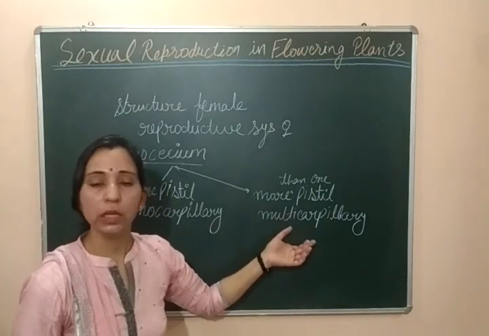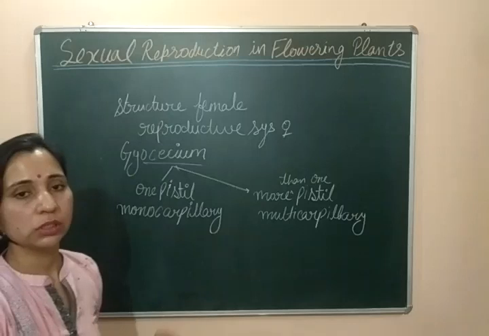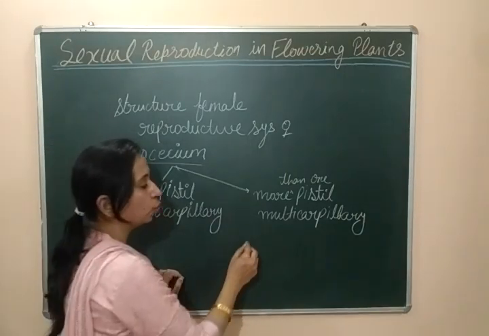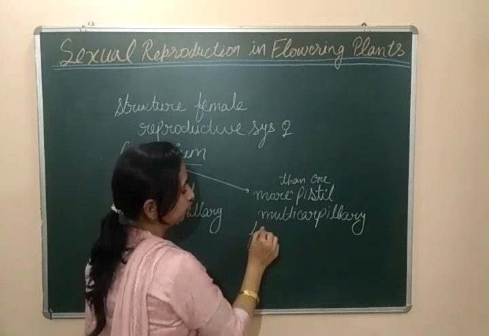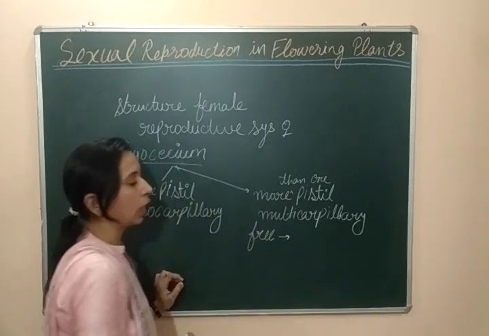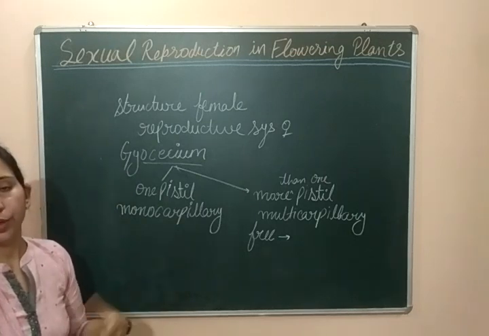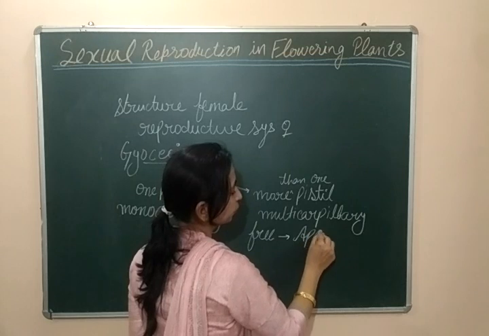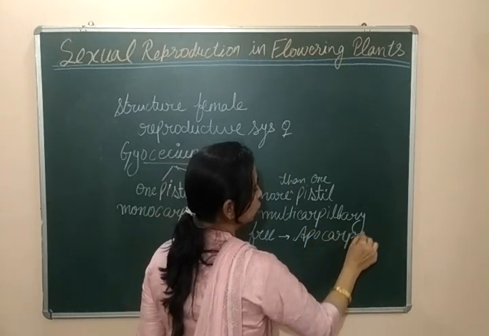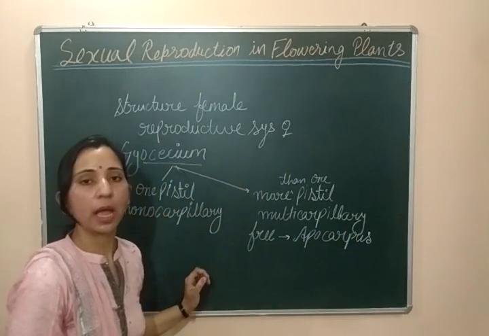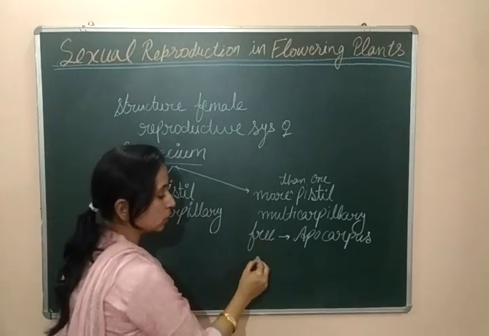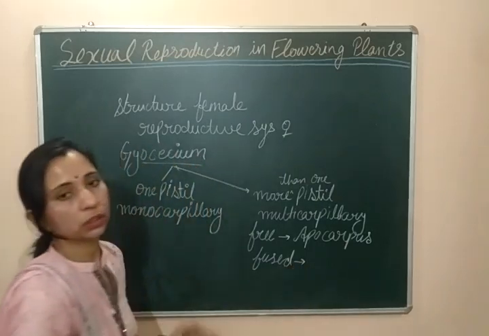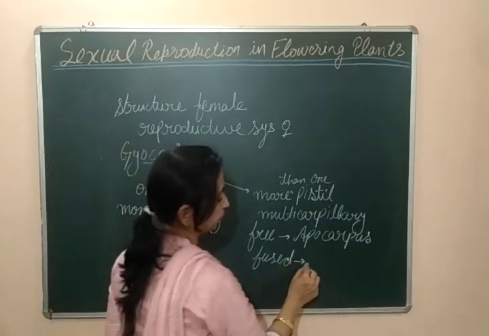In the case of multicarpellary, these pistils can be free with each other or can be joined. They can be found in two forms. If the pistils are free, not joined with each other, then the term used is apocarpous. And if the pistils are fused with each other, joined with each other, then we use the term syncarpous.